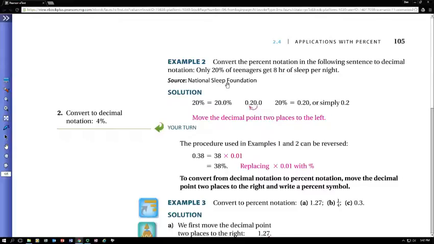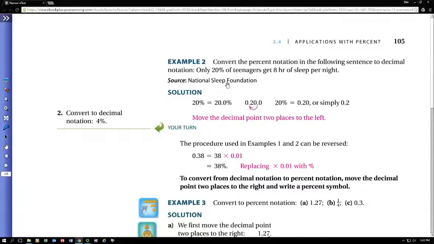So they give us some examples here that I'll go through quickly. I'll probably not go through all of these, just a couple to illustrate that if you remember what that means, you're done. It's taken care of. It says convert percent notation in the following sentence to decimal notation. It's also going to introduce some language again about converting from English to algebra, which is really a language. It says only 20% of teenagers get 8 hours of sleep per night.